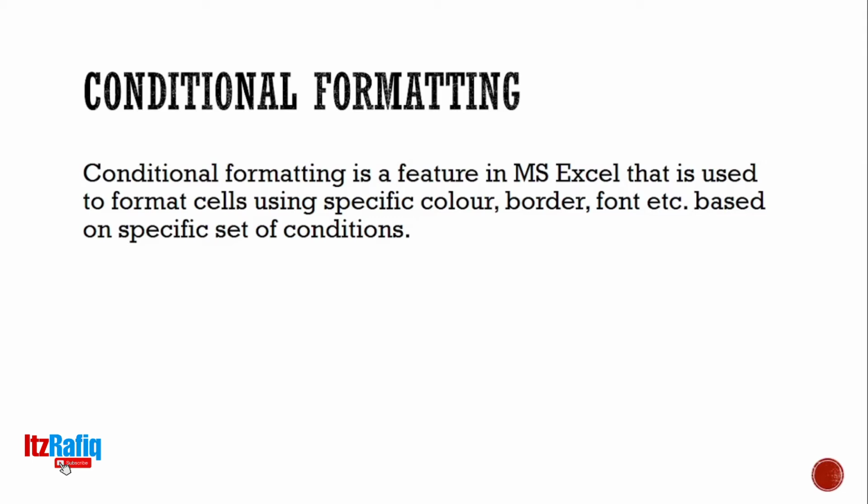Conditional formatting is a feature in MS Excel that is used to format cells using specific color, border, font, etc. This means we can change the color of cells, borders, and font style depending on some conditions. Suppose for a student mark sheet, whose marks are above 80, we can set green color. Whose marks are below 30, we can put red color. Who are above 60, we can put blue color, etc. So let's have an example.